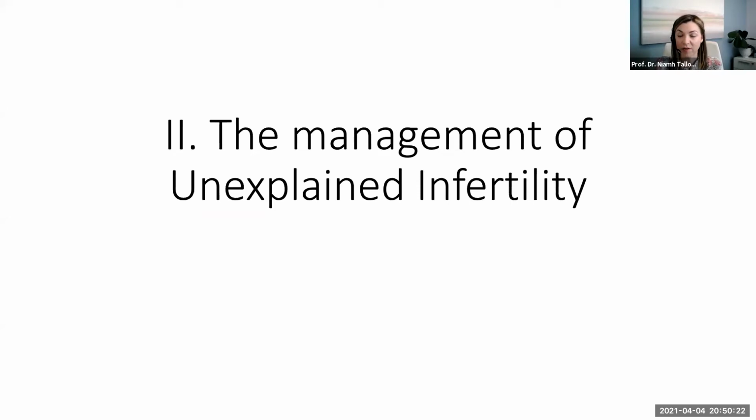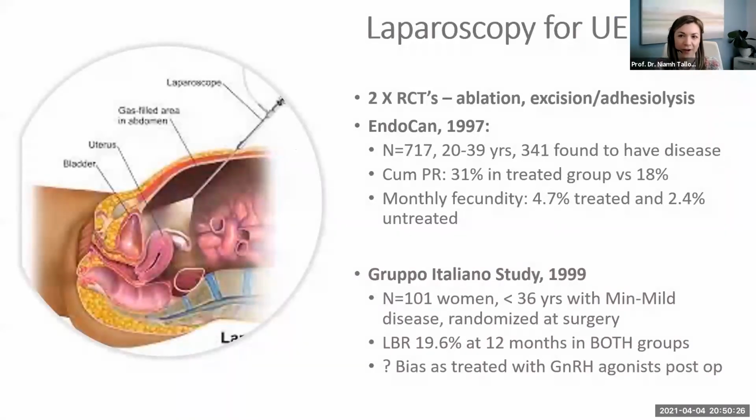So I'm going to move on to the management of unexplained infertility, which is a little heavier because there are a lot of studies to guide us in this. In my slides, I wanted you to have the references so you could go back and look at these. But essentially, laparoscopy for unexplained infertility: two landmark studies, the ENDOCAN study and the Gruppo Italiano study.